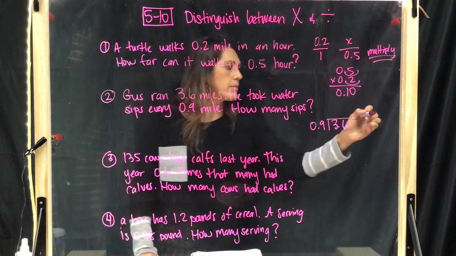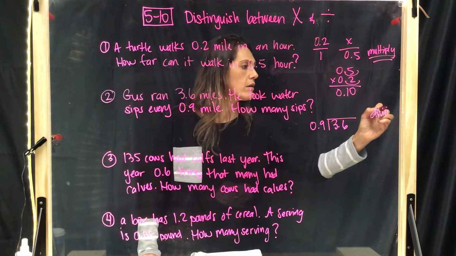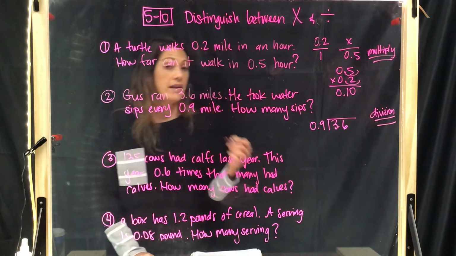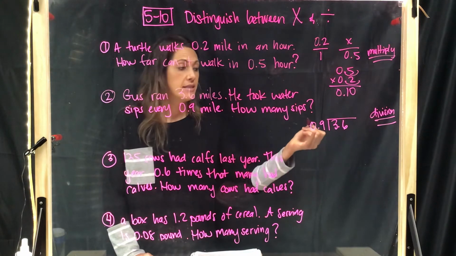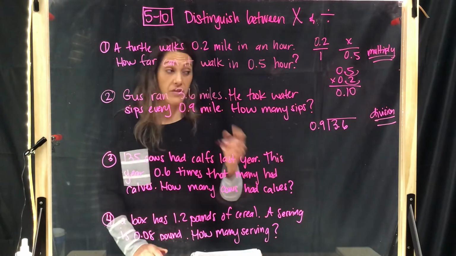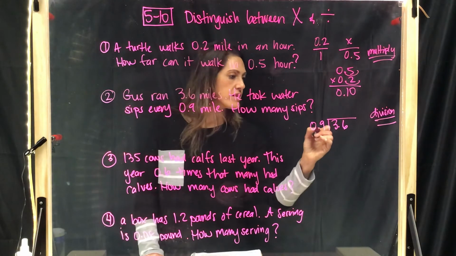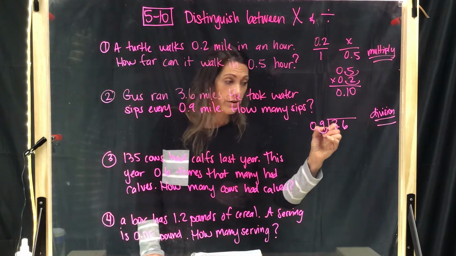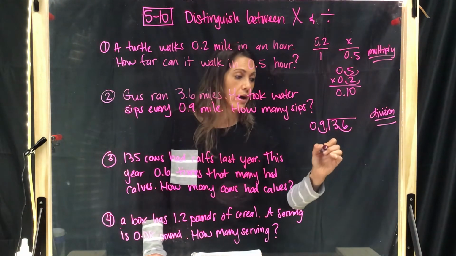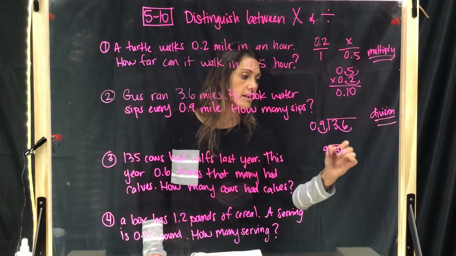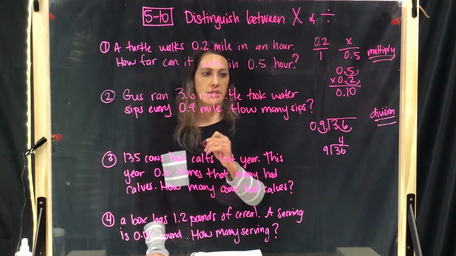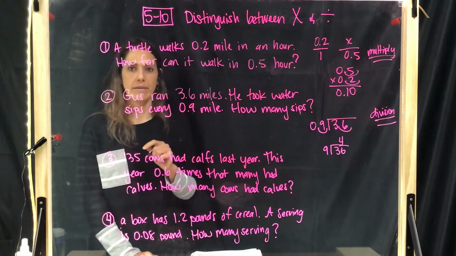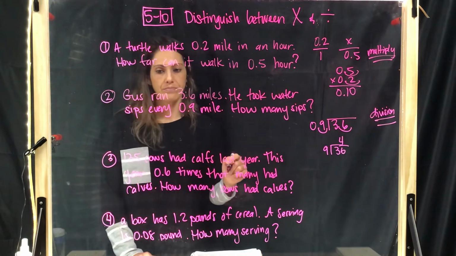So this problem is division. Now, when I divide decimals, I cannot have a decimal in the divisor. So I've got to move that over. I'm going to move the decimal place once here, which means I will move it once here. So I'm doing 36 divided by 9, which is 4. Easy. And the answer to this is, how many times did he sip? He sipped 4 times. This was a division problem.